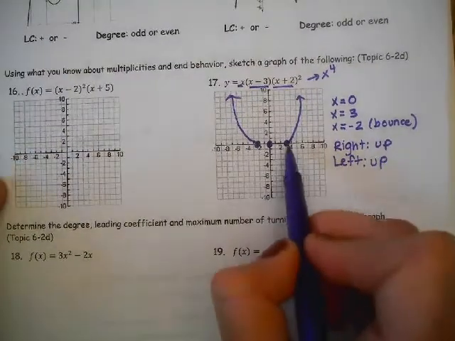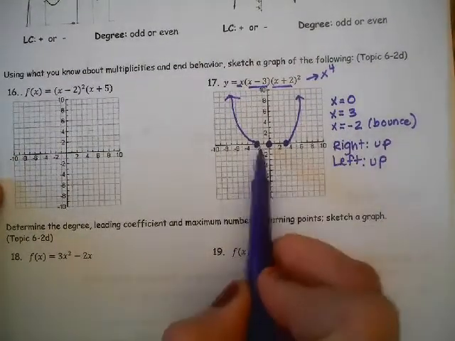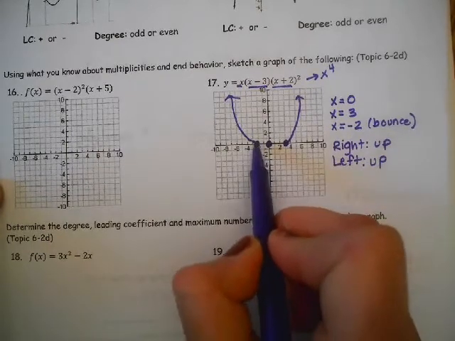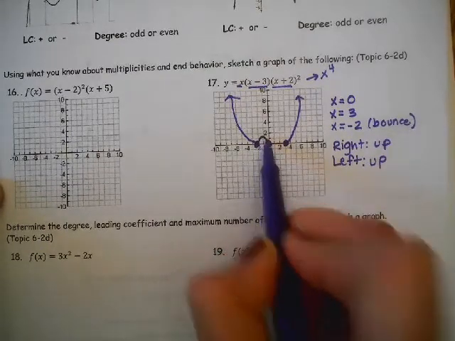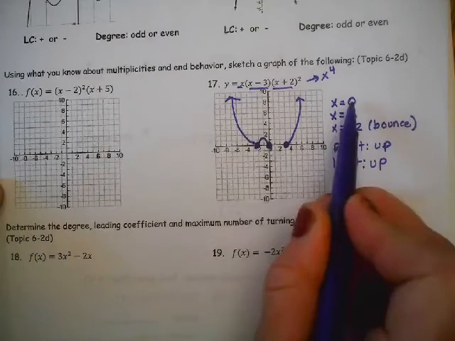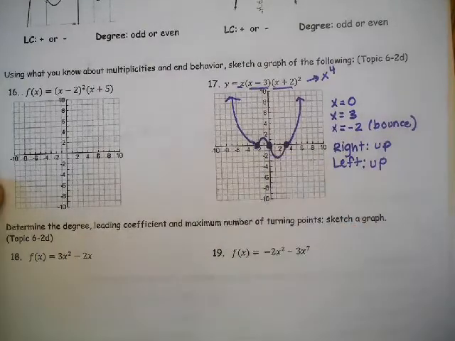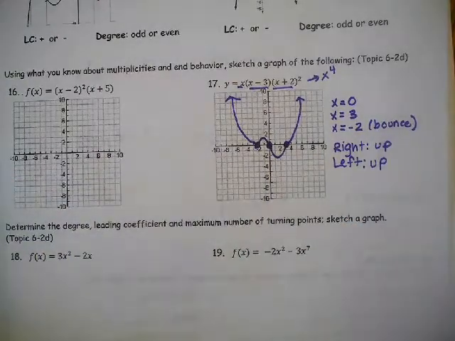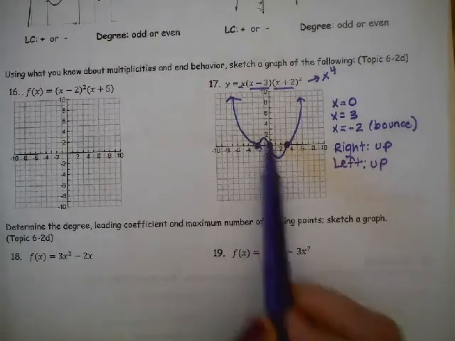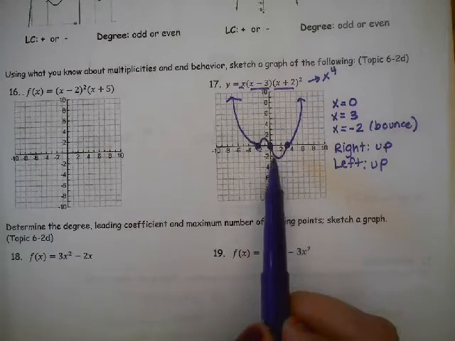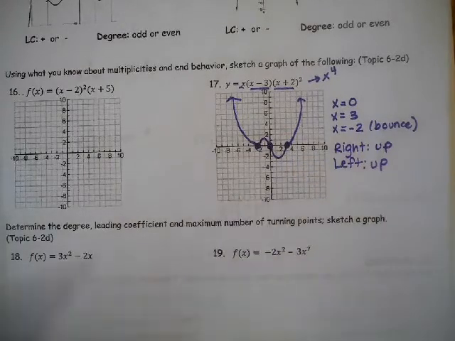Now we have to figure out what happens in between. Remember, at -2 it was supposed to bounce off. So it's not going to cross through; it's going to actually bounce off and come back down. At 0, it's going to cross through. And at 3, it's going to cross through. My graph looks similar to this. I'm not perfect in how high and how low I'm going in between, but right now we're just worried that you can see the shape of this graph. So that was number 17.